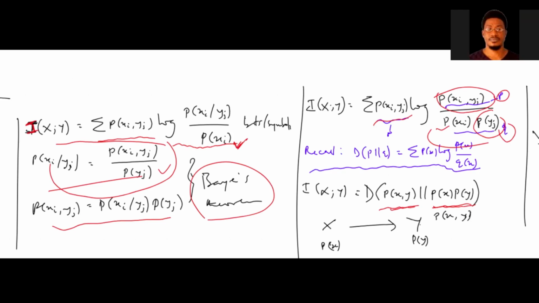Okay, so literally speaking, mutual information is a measure of the amount of information that one random variable contains about another random variable. It is more like the reduction in the uncertainty of one random variable due to the knowledge we have about another random variable.